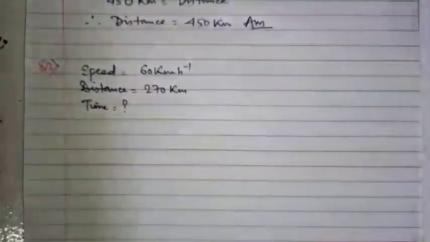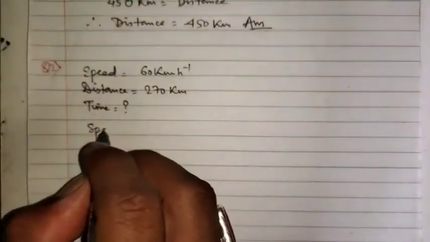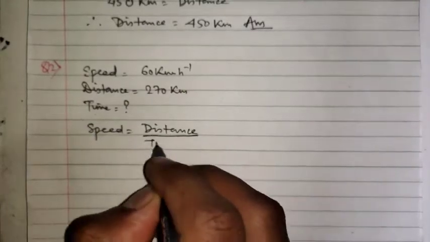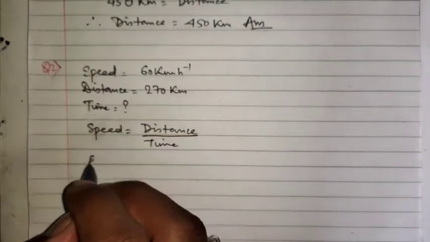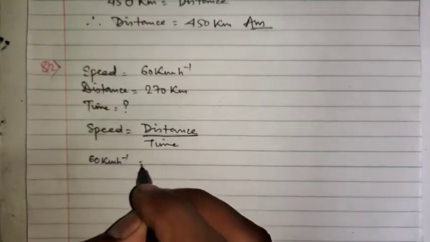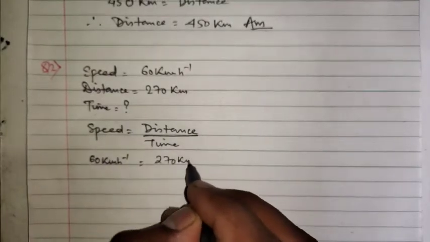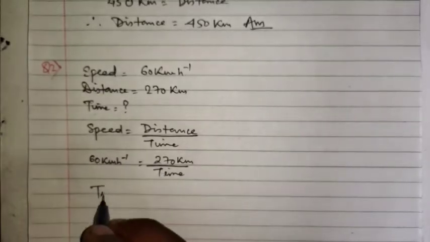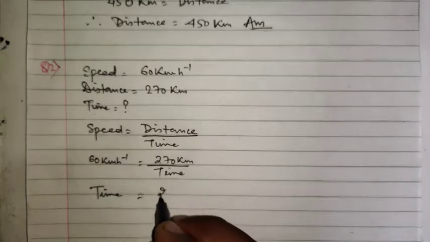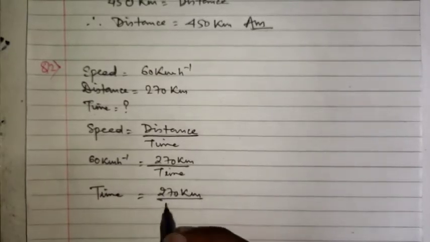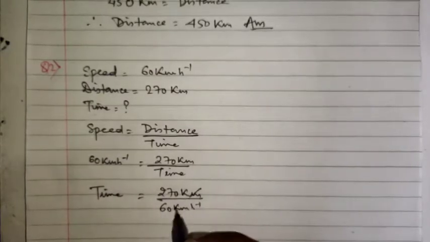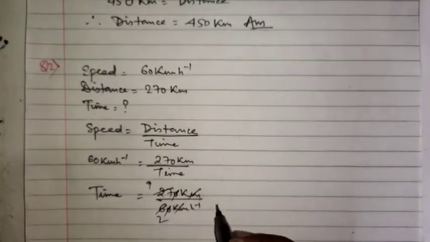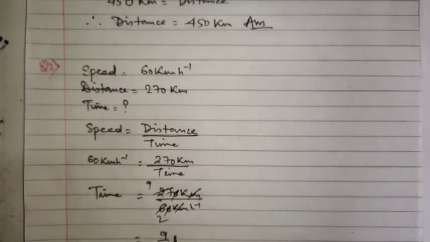Again we will use the same formula. We know that speed is equal to distance by time. In place of speed we will keep 60 km per hour. In place of distance we will write 270 km. Time will go here and this 60 will come to this side. 270 km divided by 60 km per hour. Kilometer cancelled, 0 0 cancelled, 3 2s are 6, 3 9s are 27. Time is equal to 9 by 2 hour.